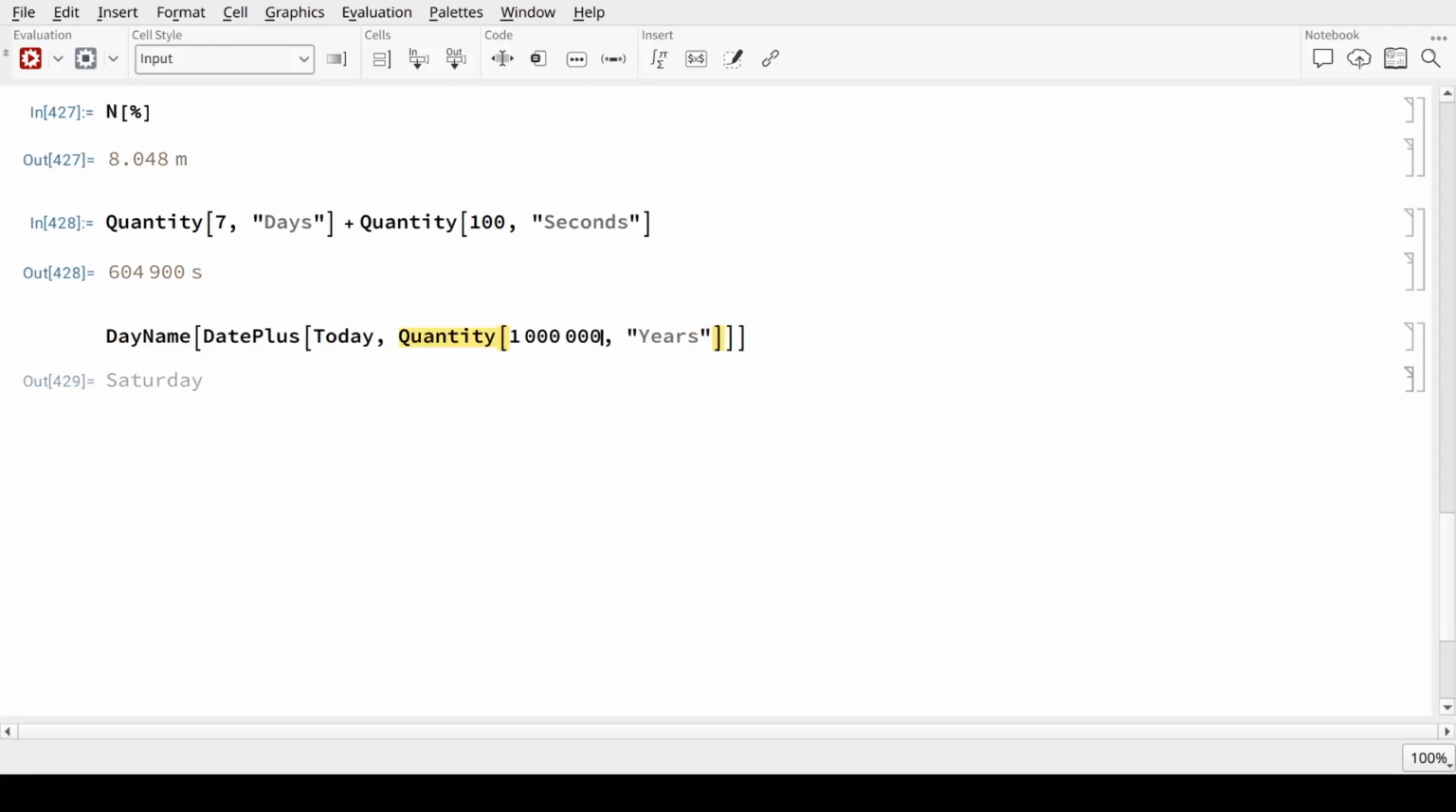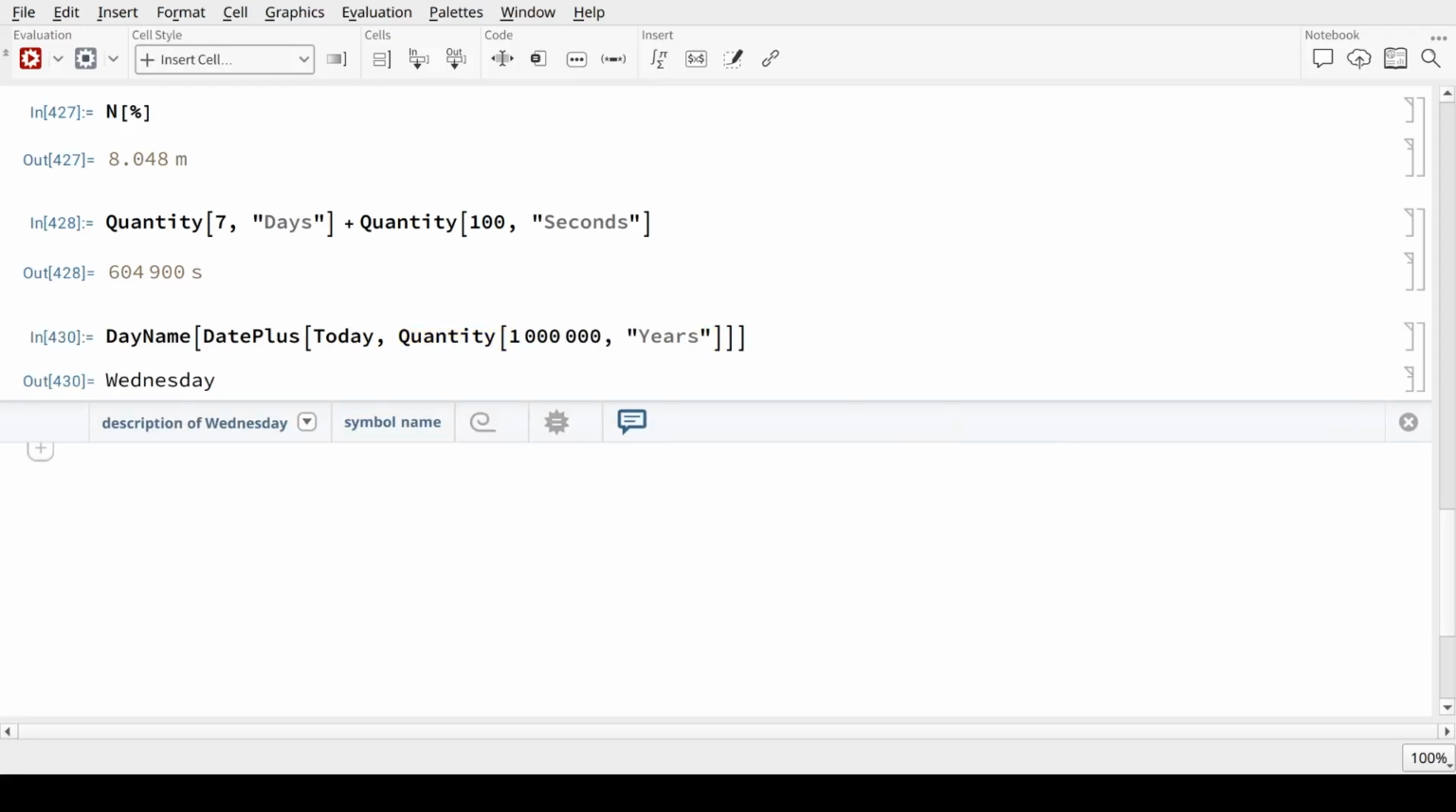We can also see what day of the week it will be in 1 million years, and it's going to be Wednesday.